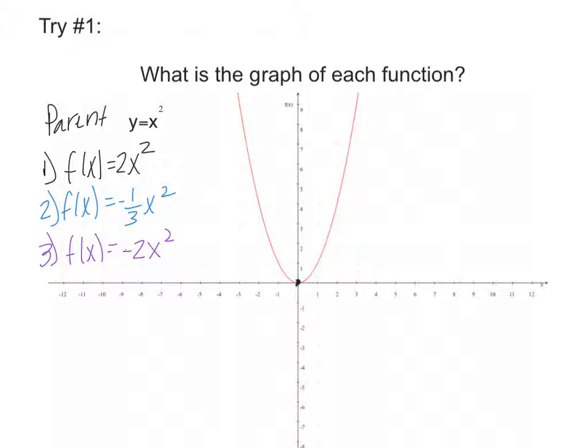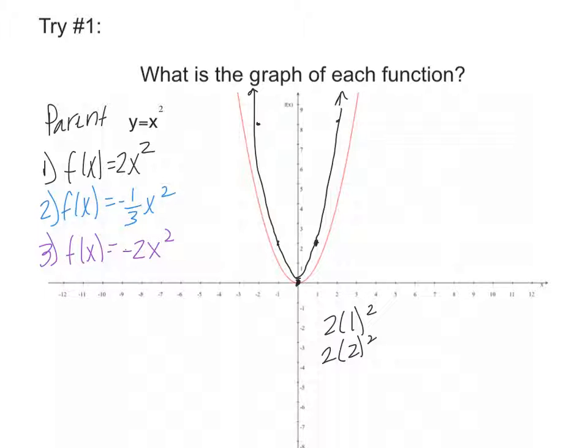Let's test 1. So 2 times 1 squared. 1 squared is 1, and 1 times 2 is 2. So that's going to place it here. Then if I do 2 times 2 squared, 2 squared is 4, and 4 times 2 is 8. So 2 and 8 would be about here. And then we do the same thing on the other side: -1 and 2, and then -2 and 8. That'll be a stretched graph.